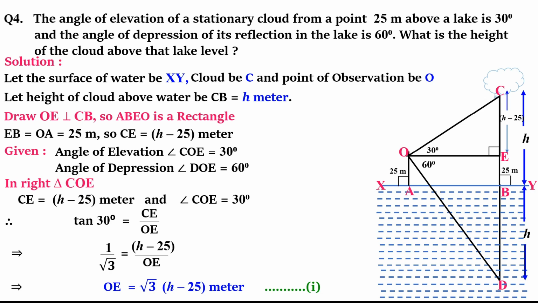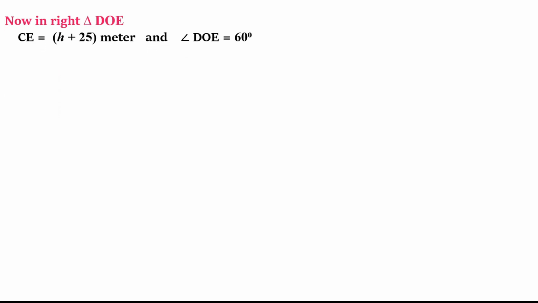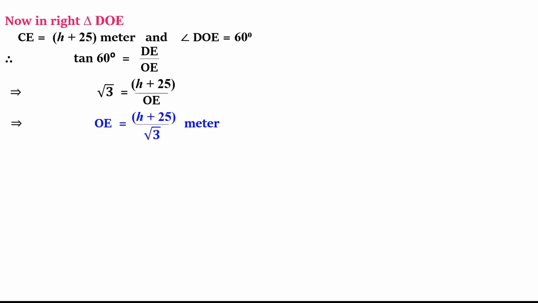Now we will take the next right triangle, in which the perpendicular is h plus 25 and the angle is 60 degree. Once again we are seeing OE coming in this right triangle also. We discussed this before, that OE is the common arm. So here we have the second right triangle and these values are known. So tan 60 comes out to be DE upon OE. We will substitute the values. Tan 60 is a standard angle, it's root 3, and DE is h plus 25 upon OE, and from here also we will work out OE. OE is h plus 25 upon root 3, and let us mark this as equation 2.